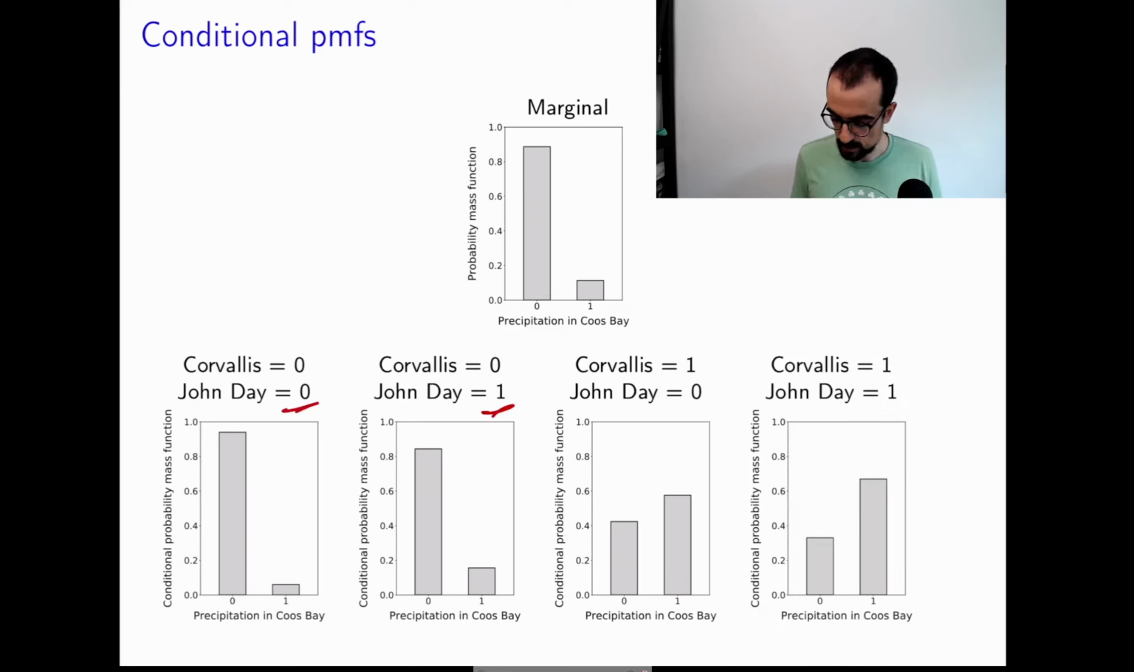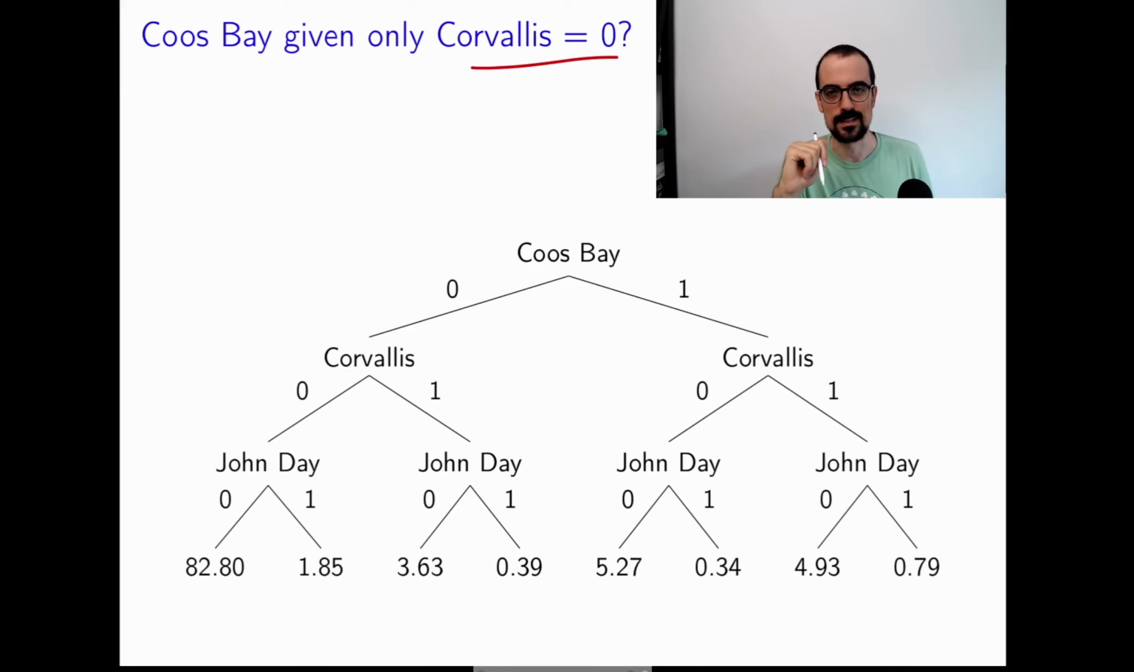So then maybe motivated by that, let's take a look at what happens in Coos Bay when it doesn't rain in Corvallis or when it rains in Corvallis. So here, things start to get a little bit tricky, so pay attention. Well, first, maybe you think about how you would go about doing it. So pause and think about it. And now I will do it.